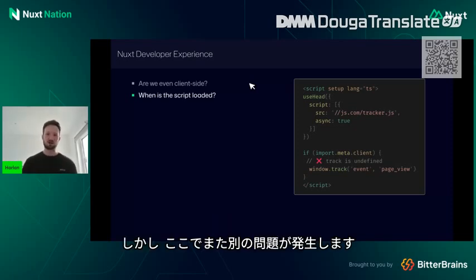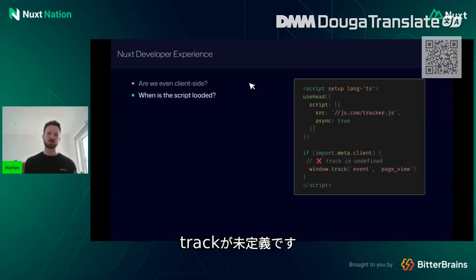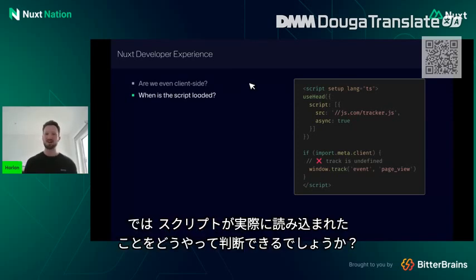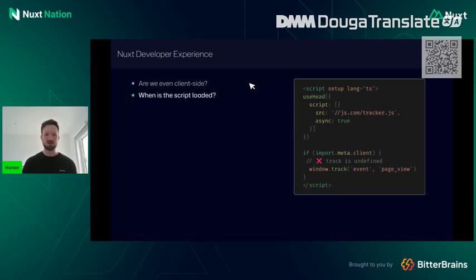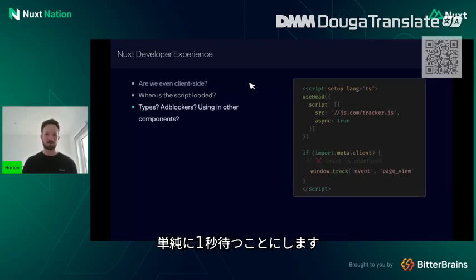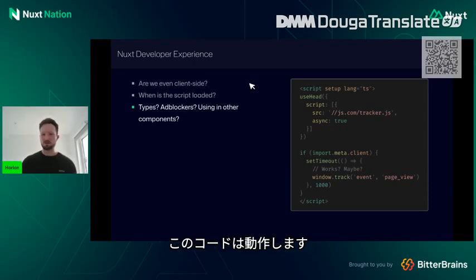However, we then have another issue. Track is undefined. So what's happening here? Well, the script hasn't loaded. So how can we tell that the script is actually loaded in? There's some kind of smart ways to do it, but we're feeling a bit lazy, so we're just gonna wait 1 second. And look, this code works.